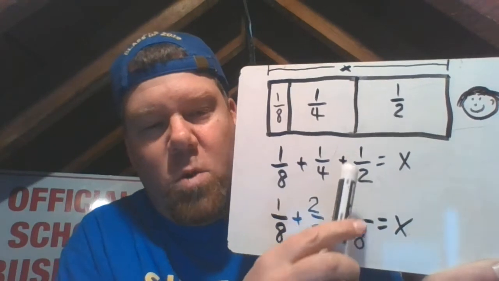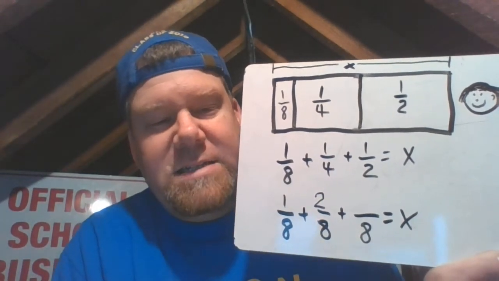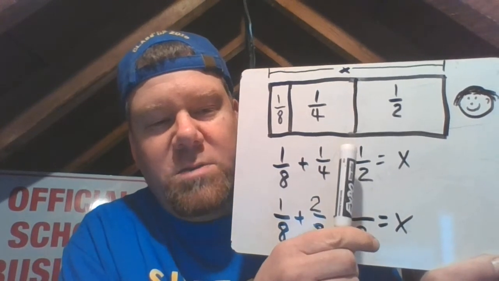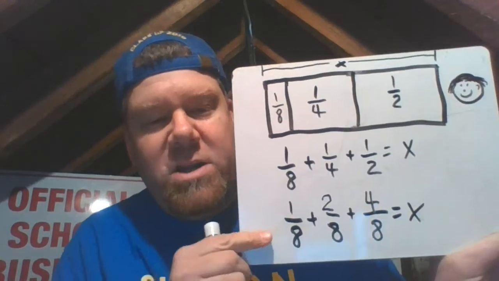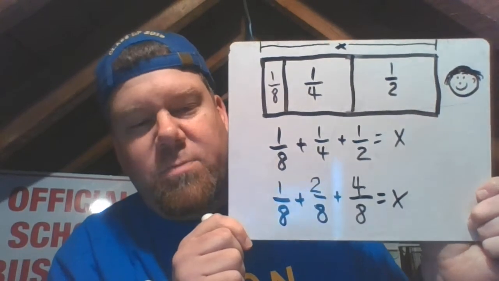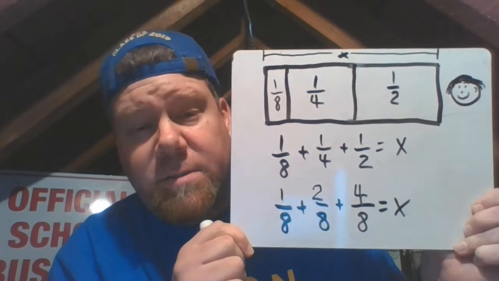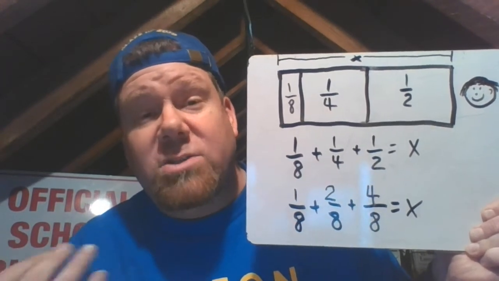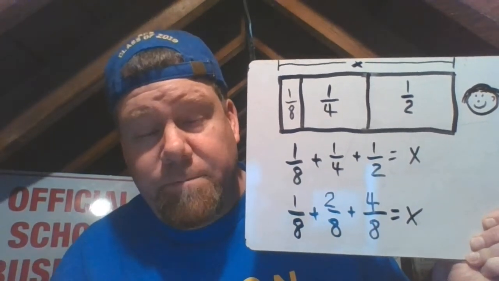And then 1/2, right? To get to 8, well, 2 to get to 8, you multiply by 4. So you multiply the 1 by 4, and you get 4/8. So in this instance, our equation comes out as 1/8 plus 2/8 plus 4/8 equals x. And why do we put x there? Because at this point, the answer is unknown, okay?